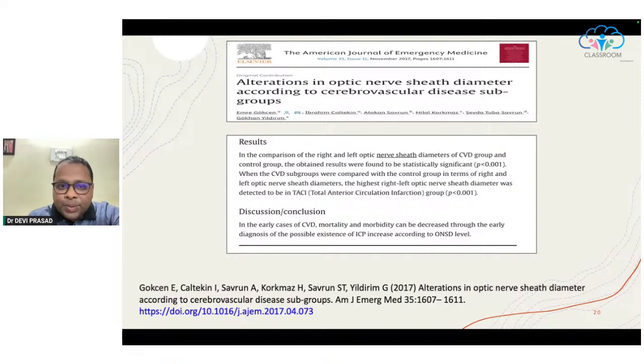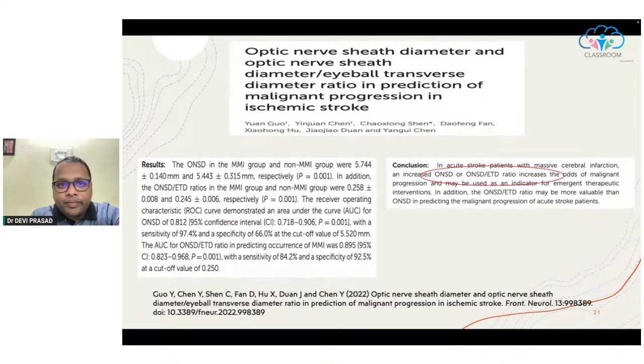cerebrovascular disease subgroups, and they found out that in early cases of cerebrovascular disease, the mortality and morbidity can be decreased through the early diagnosis of the possible existence of ICP increase according to the ONSD levels. Then another by Joe et al., in which, in addition to optic nerve sheath diameter, they added another parameter which is known as the optic nerve sheath diameter to the eyeball transverse ratio.